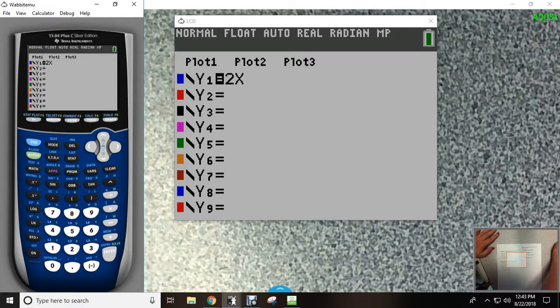There is a more complicated way, and that's where you have to look for the X in the alphabet at the bottom, but that's too much trouble. So 2x plus 3. Now, let's hit graph.